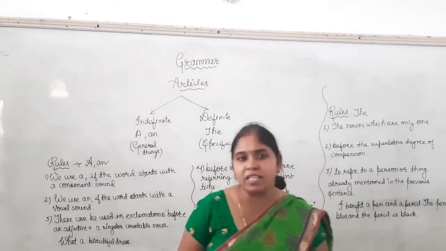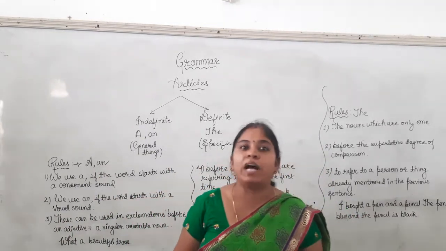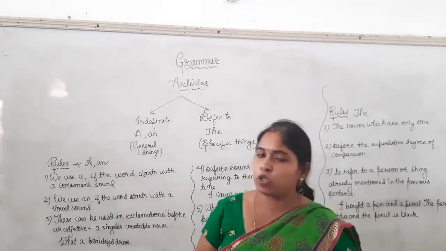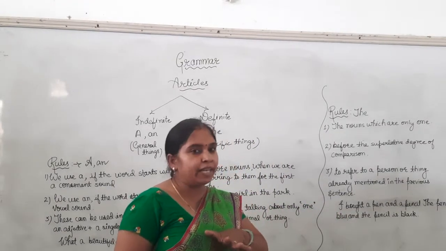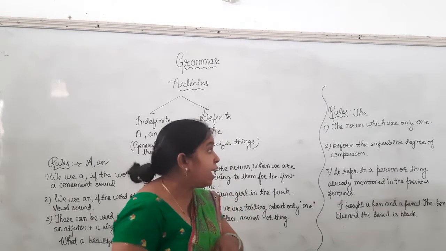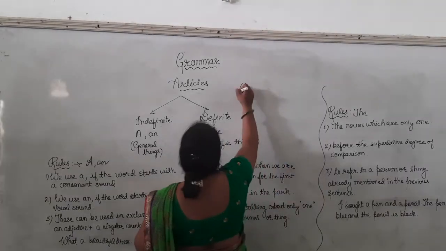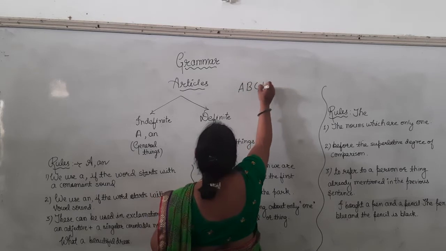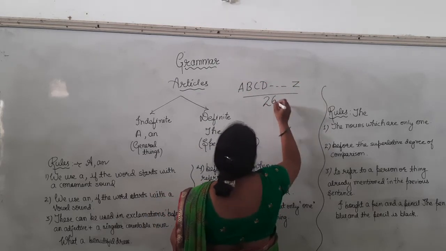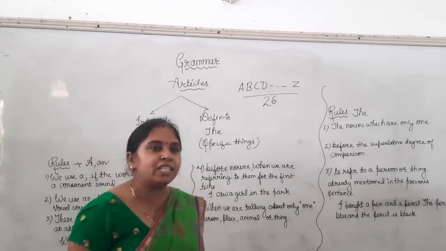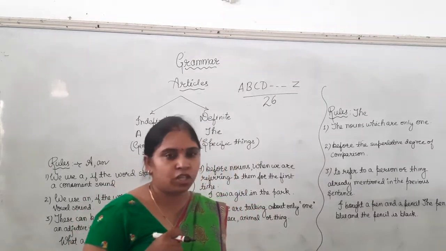In this topic, we will discuss something about the alphabets. As you know very well, there are 26 alphabets in English. A, B, C, D. These are how many? These are 26. So we have 26 alphabets in English.